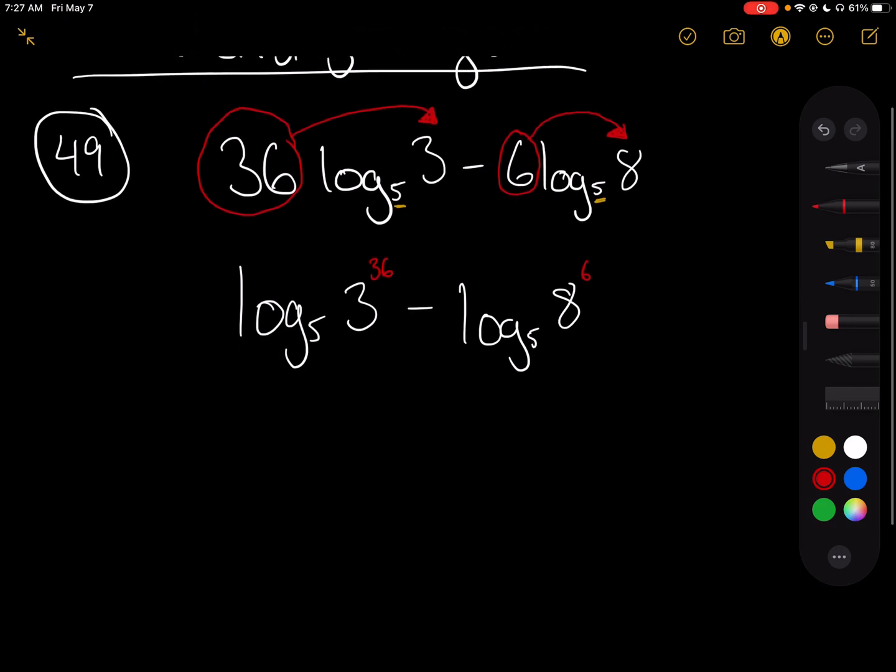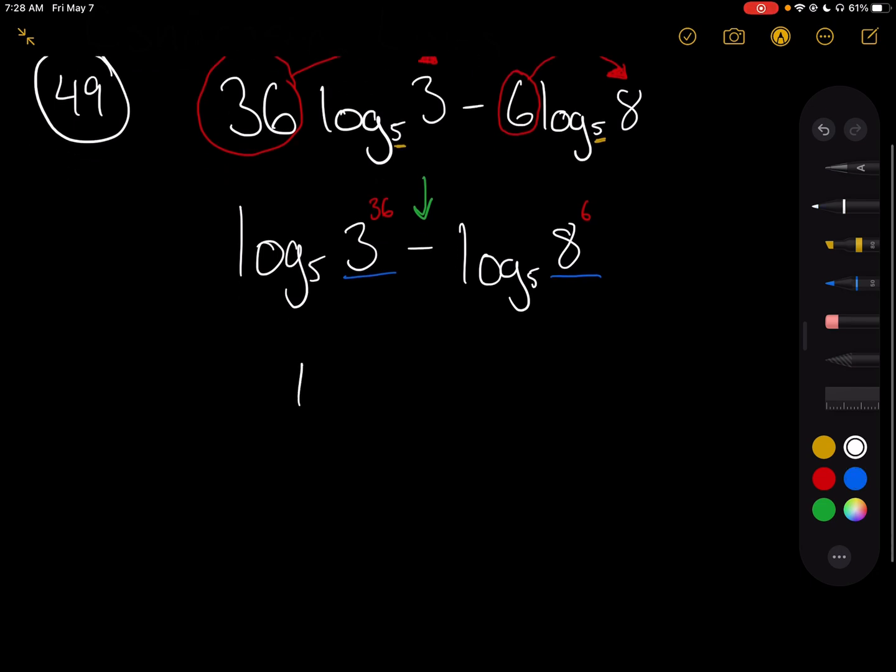Okay. Now, our final step is to combine these two logs together, right? There's no more numbers out front, and so we have to look at the sign in the middle, okay? And the sign is either going to be addition or subtraction. So if it's addition, we're going to combine them back together as multiplication, okay? And we'll look at that in just a moment. If it's subtraction, then that's going to be division, okay? And we'll take whatever the first one is divided by whatever the second one is, right? What I mean by that is 3 to the 36th divided by 8 to the 6th, right? It would be log of numerator minus log of denominator.